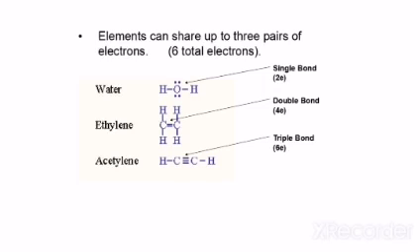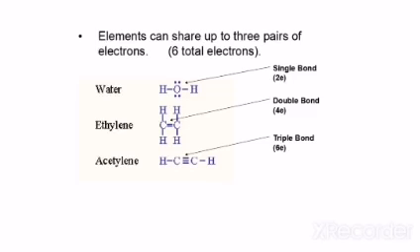In conclusion, as a summary, we notice that elements can share up to 3 pairs of electrons, 6 total electrons. For example, between this oxygen and hydrogen, 2 electrons are shared, 1 pair of electrons forming a single bond. Between these 2 carbons, 2 pairs of electrons, which are 4 electrons, are being shared, forming a double covalent bond.